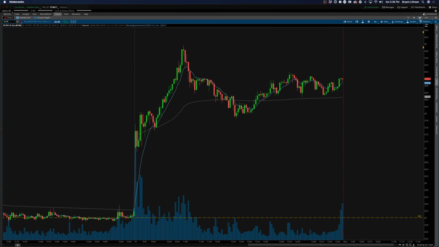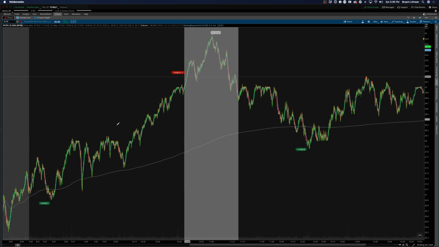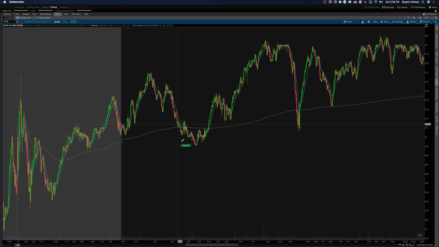If I just jump right over here, here's the smallest time frame which I look at. It's just a tick chart. It's showing you what I did. So 4 minutes into the open, this is 9:34, you can see I purchased 200 shares at 27.